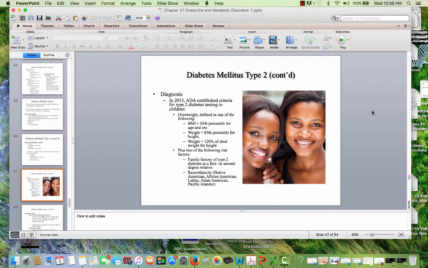And some other risk factors include family history of type 2 diabetes in a first or second degree relative. So that would be the actual parents, siblings, even grandparents. Race, of course, plays a huge issue as well: Native American, African American, Latino, Asian American, and Pacific Islanders.